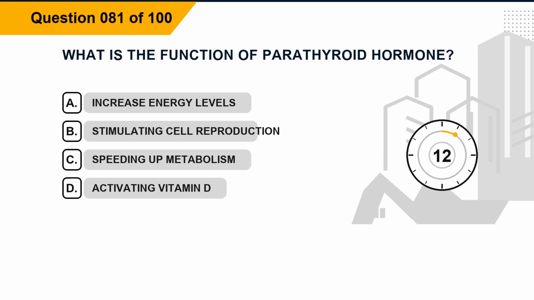Question 81. What is the function of parathyroid hormone? Option A, increase energy levels. Option B, stimulating cell reproduction. Option C, speeding up metabolism. Option D, activating vitamin D.